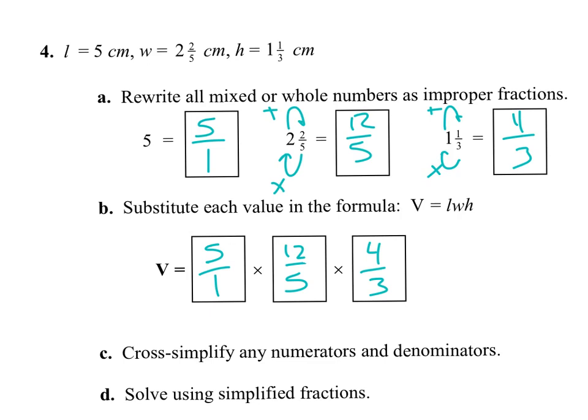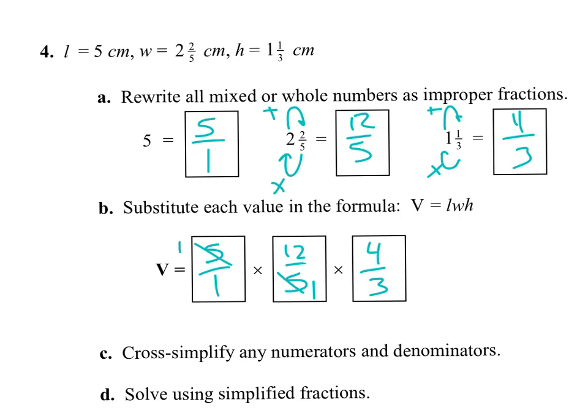I'm going to take the first two fractions, 5 over 1 and 12 over 5, and reduce that if I can. What's the greatest common factor of 5 and 5? That's 5. So 5 will go into 5 one time, 5 will go into 5 one time. Now let's take our new fractions, and we'll take the next two, 12 over 1 times 4 over 3, and cross cancel there.